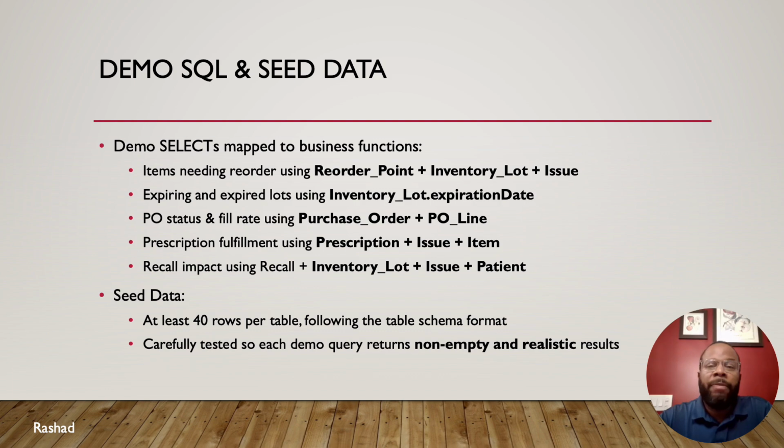We implemented a full set of demo queries that directly tested our business functions. For example, we can list items that need reorder, identify lots that are expiring, show PO lines that are partially received, and trace recall impact from stock to patients. To support these queries, we built a seed script with at least 40 rows per table and tested the queries until they returned meaningful results rather than empty sets.